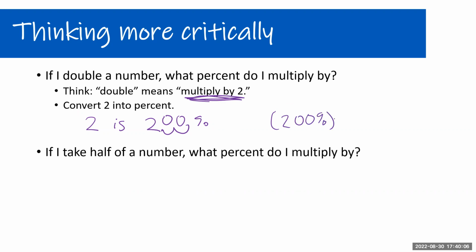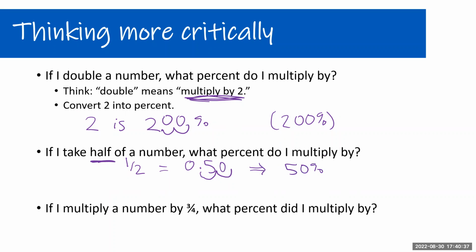What if I take half of a number? What percent do I multiply by? Well, half, remember, is 1/2 as a fraction, because the decimal is 0.5. If I convert that decimal into a percent, then I'm going to go 2 over here, which is going to give me 50%. So I'm multiplying by 50% if I'm taking half of it.